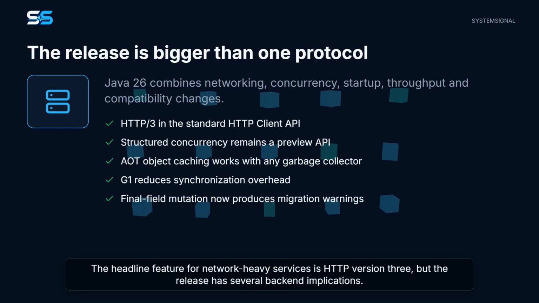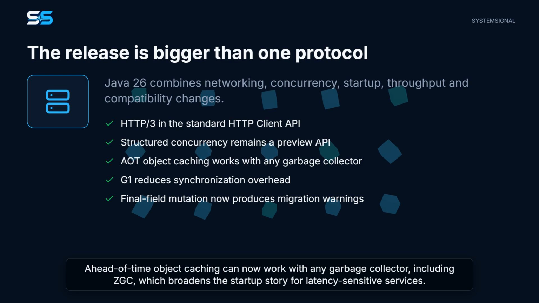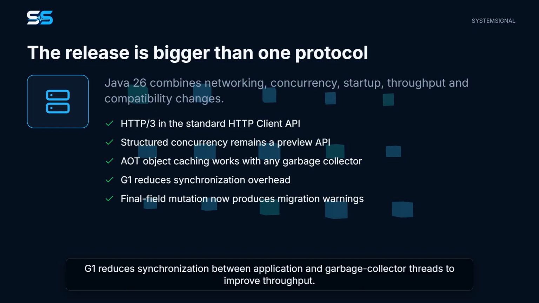The headline feature for network-heavy services is HTTP version 3, but the release has several backend implications. Structured concurrency reaches its 6th preview with a redesigned scope and joiner model. Ahead-of-time object caching can now work with any garbage collector, including ZGC, which broadens the startup story for latency-sensitive services. G1 reduces synchronization between application and garbage collector threads to improve throughput.